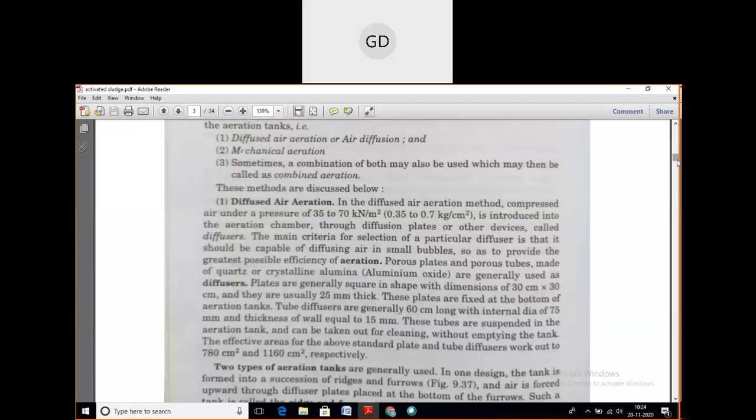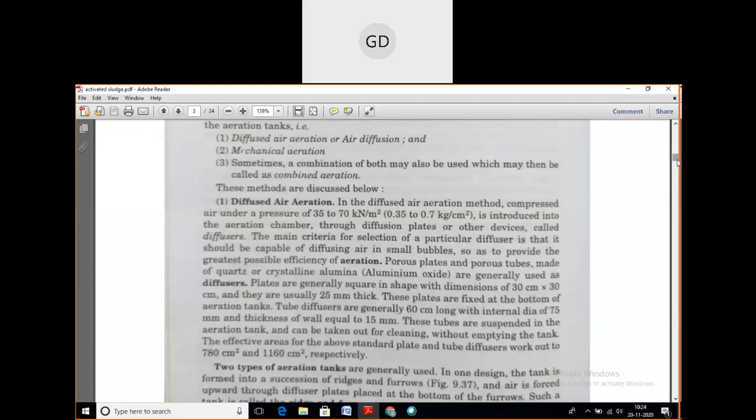So the main criteria or the main condition for selection of a particular diffuser is what? It should be capable of diffusing air in small bubbles, so as to provide the greatest possible efficiency of aeration. If it diffuses the air in small bubbles, it gives the best aeration process, the best possible efficiency for aeration.